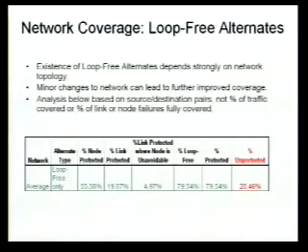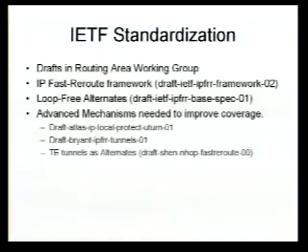For network coverage for loop-free alternates, as Dave said, the existence of the loop-free alternates depends very strongly on the network topology. And if you do minor changes to the network, that can lead to substantially improved coverage. The analysis, on the networks that I had available, showed that basically about 79–80% of source destination pairs could get protection using loop-free alternates and ECMP, which left about 20% unprotected.